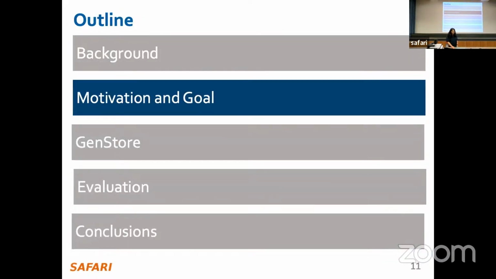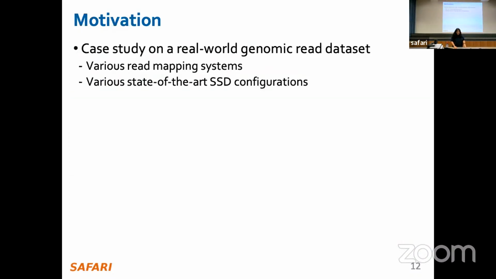Given that, now we go to the motivation part. We want to analyze what the potential benefits of in-storage processing are. To do that, we experimentally demonstrate some case studies on real-world genomic read data sets. We consider various read mapping systems, either software or hardware, basically state-of-the-art samples for each of them, and various state-of-the-art SSD configurations. And we analyze how the benefit of storage processing would ideally be in these. And we make several observations. I will summarize these observations for you.